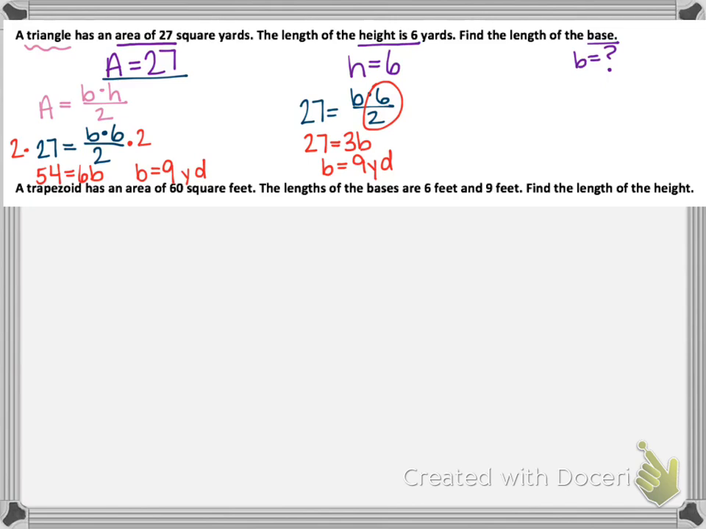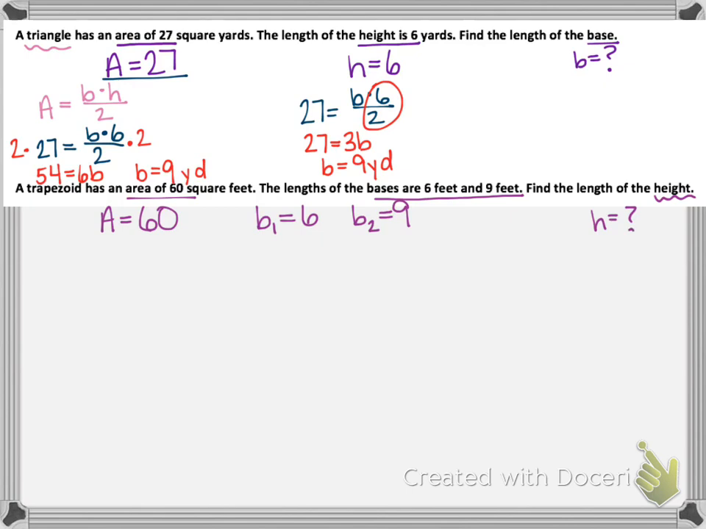All right, now we got another trapezoid one. So a trapezoid has an area of 60 square feet. So they just told me that I have area equals 60. The lengths of the bases are 6 and 9 feet. Okay, so one of the bases is 6 feet. One of the other bases is 9 feet. Okay, great. Find the length of the height. So height is our question mark right now.